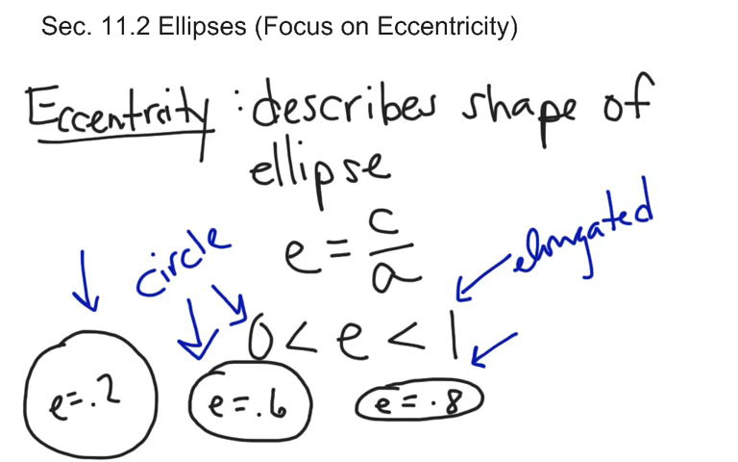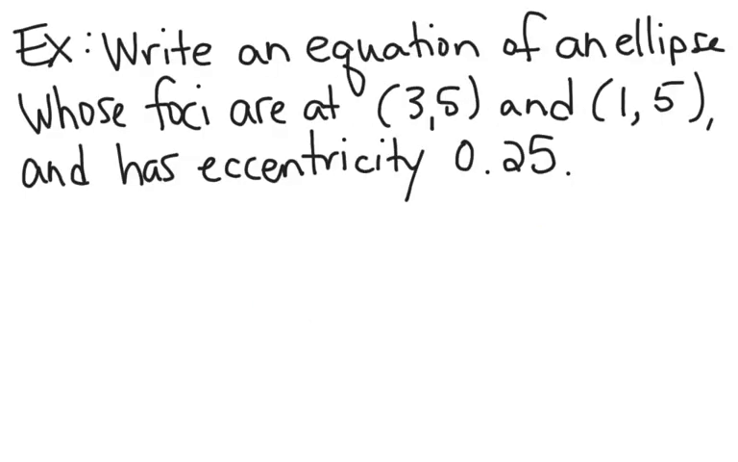And e, the eccentricity, is going to be described by the value c over a, where we know c is the distance from the center to a focus, and a is half the length of the major axis. So let's do a problem where we're given eccentricity and figure out what we're going to do with it.